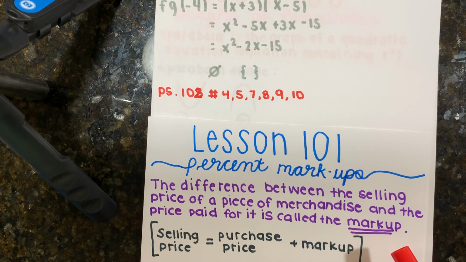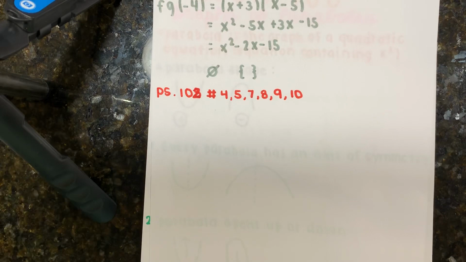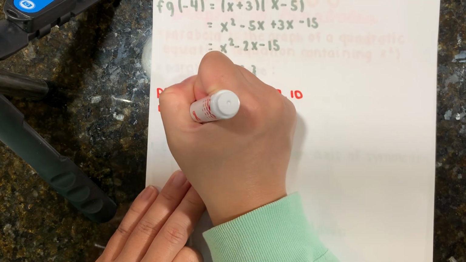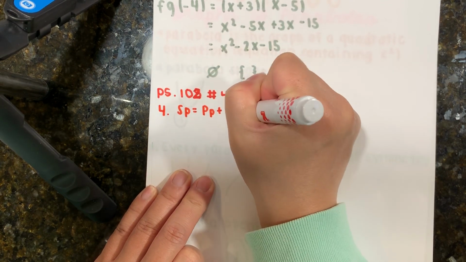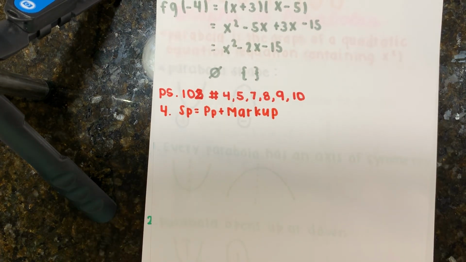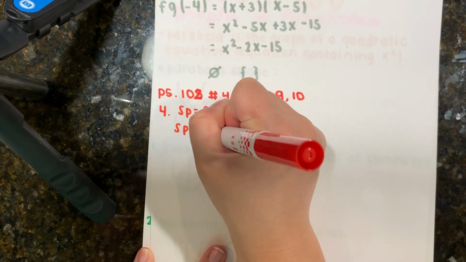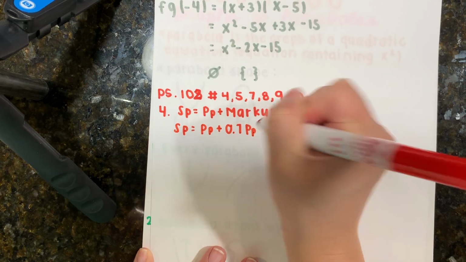So this is the equation. It's selling price equals purchase price plus markup. So selling price, number 4, selling price equals purchase price plus the markup. And in this case, they tell us what the markup is. They tell us that the markup is 70% of the purchase price. So this would be selling price equals purchase price plus 70%, so 0.7 of the purchase price.